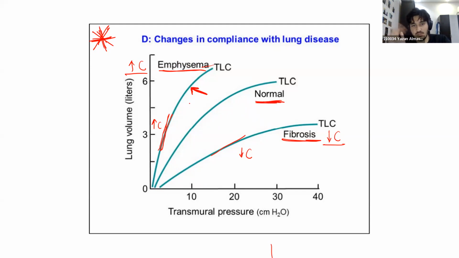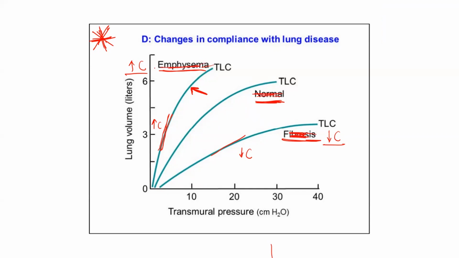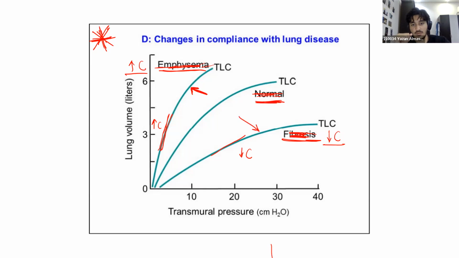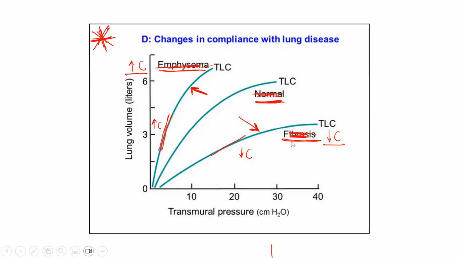And it's a simple question. They will bring you these graphs without the labels. And they will ask you in one of two ways. They will tell you which of the following is the normal, or which of the following is emphysema, or they will point at this one, for example, and ask you which of the following is this. Your answer should be fibrosis because you have decreased compliance.